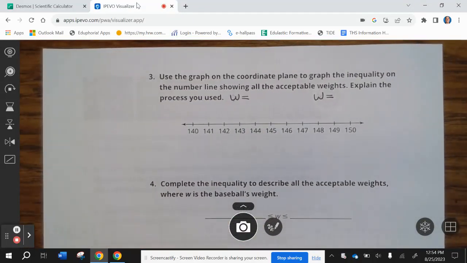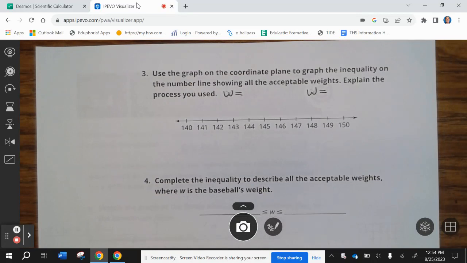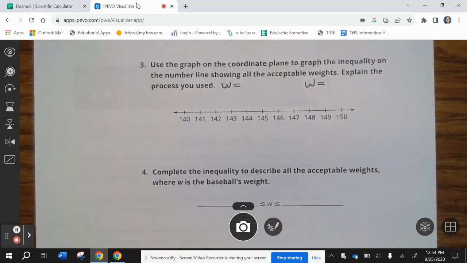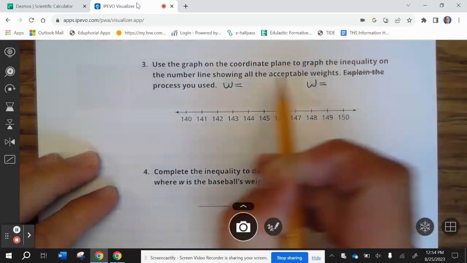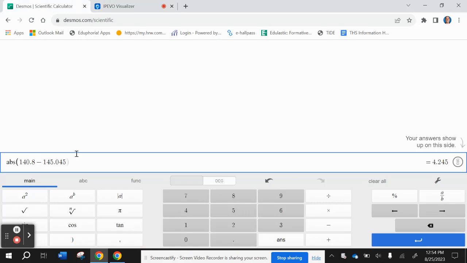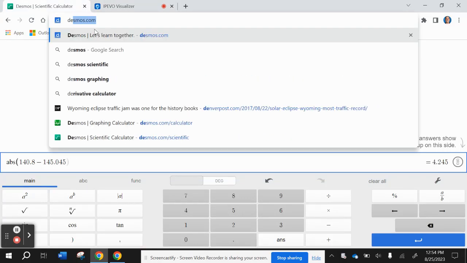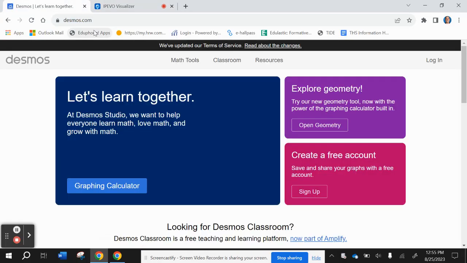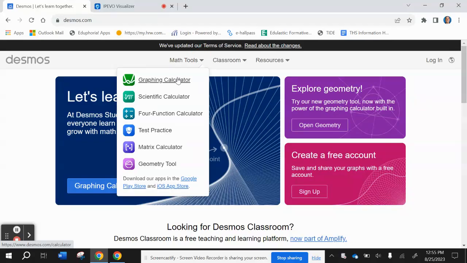All right, number 3, use the graph on the coordinate plane to graph the inequality on the number line, showing all the acceptable weights. Explain your process. So you don't need to explain the process. We're just going to do the process with Desmos, okay? So we're going to go to Desmos, graphing calculator.